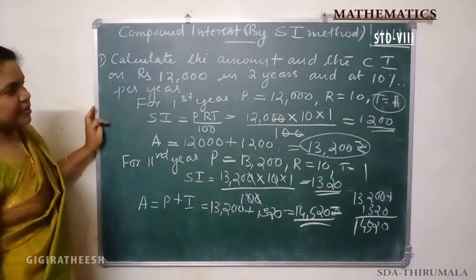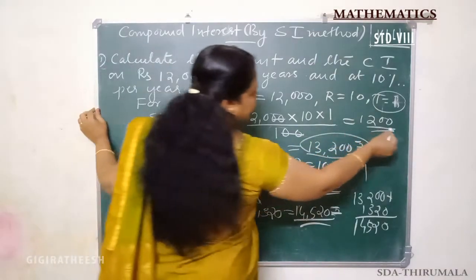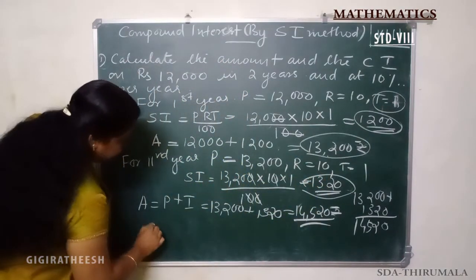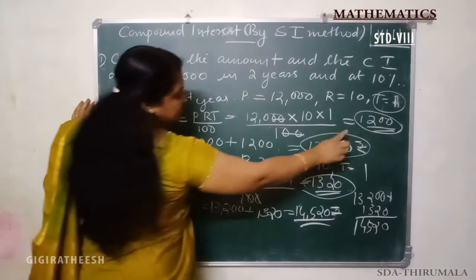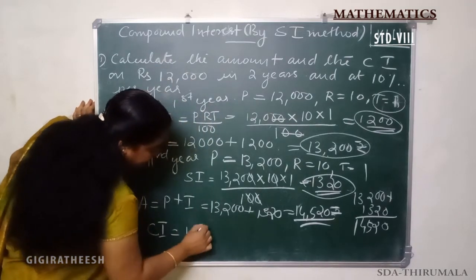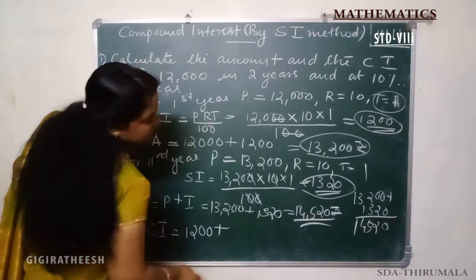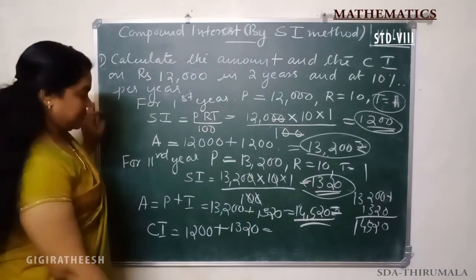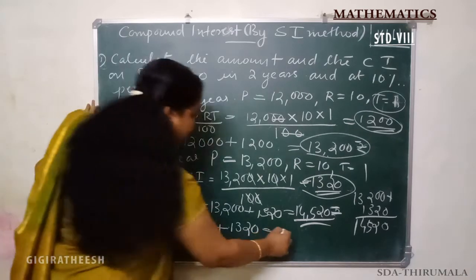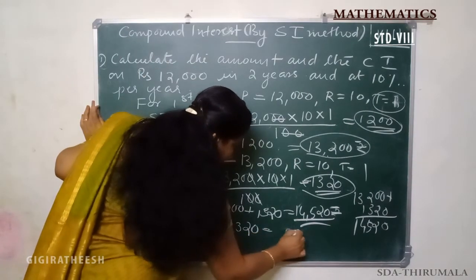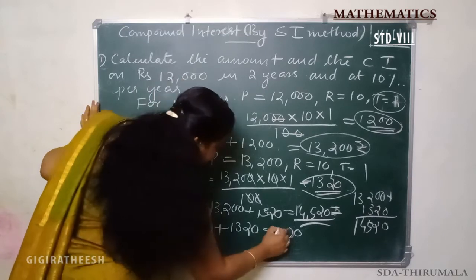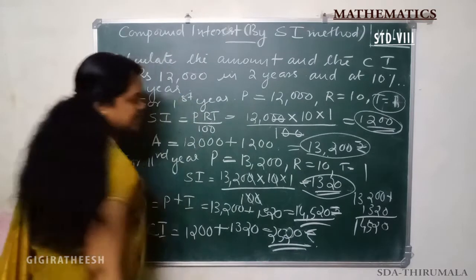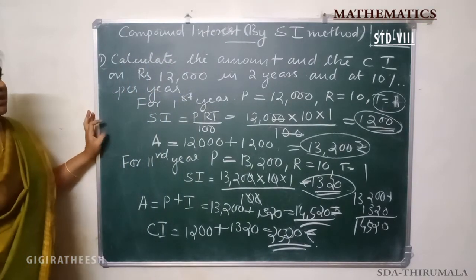And what is the compound interest here? Compound interest is equal to the interest in the first year plus the interest in the second year. That is CI is equal to 1,200 plus 1,320, which is equal to 2,520 rupees. Okay. This is the way to calculate compound interest using simple interest.